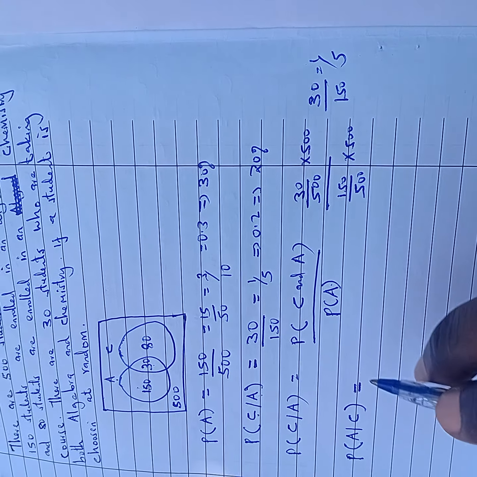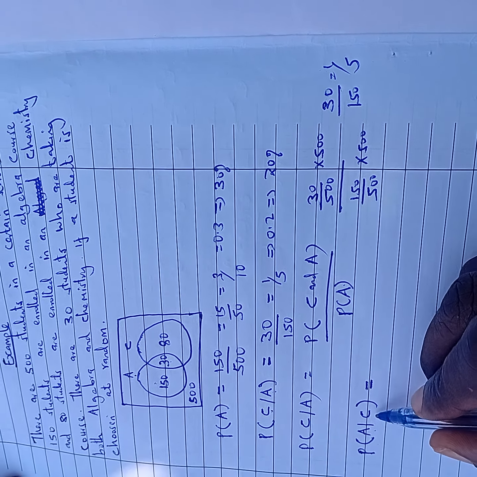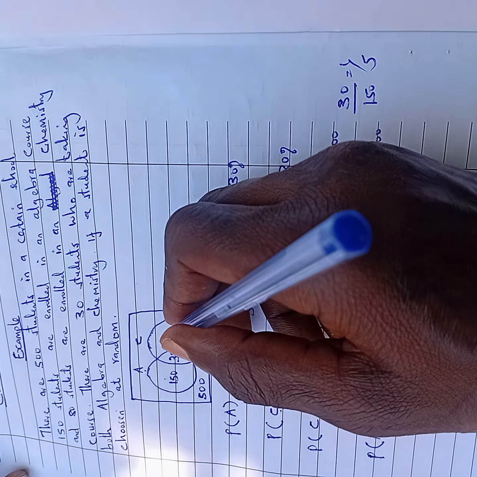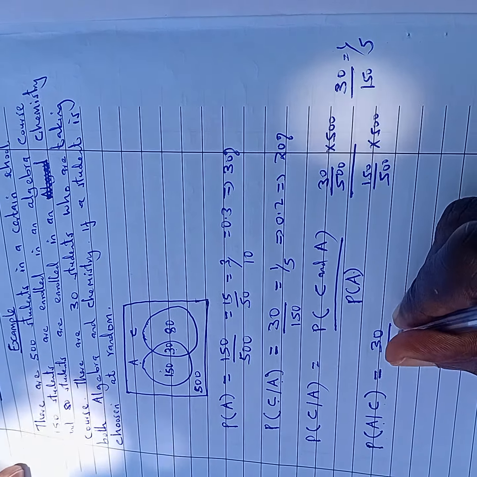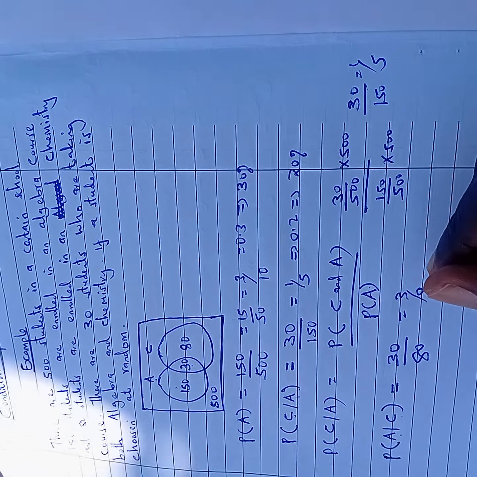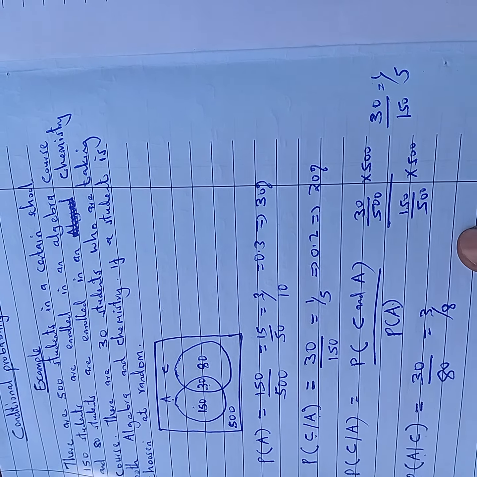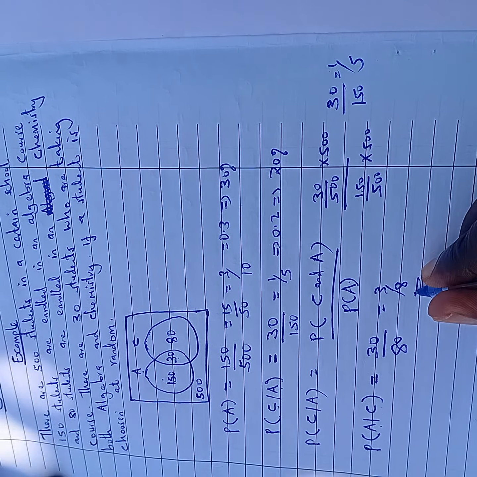Just ask yourself, how many of A are in C? 30 of A are in C, over 80. Now this is 3 over 8. You can give it in percentage or decimal if you like. So this one will be the final answer.